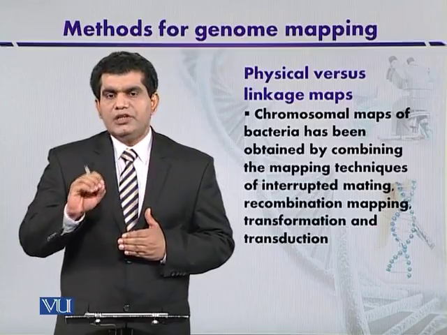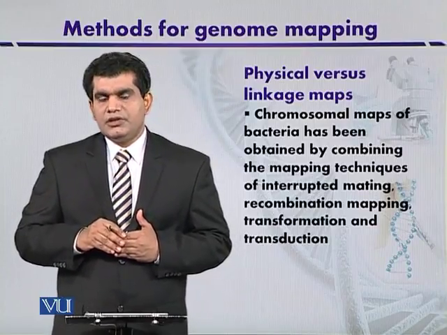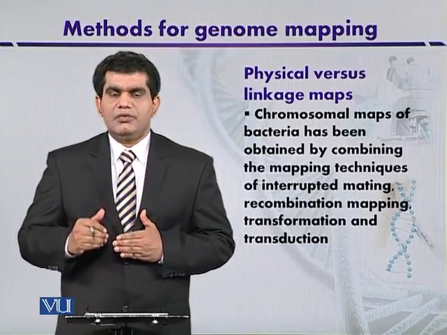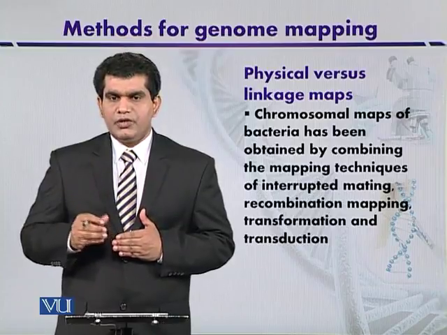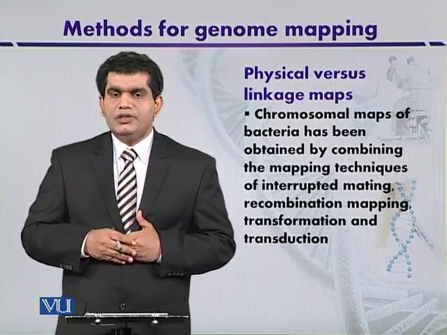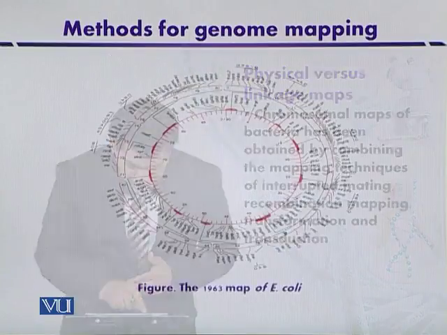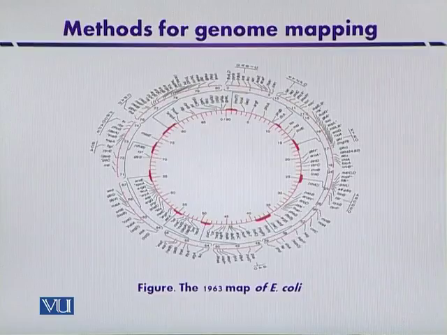that the relative position of the genes that was assigned on the DNA is the same as in case of the physical maps. For example, it can be illustrated with the help of a few diagrams. So this is the map of E. coli that was constructed in 1963, and it is showing the location of around 100 genes on the chromosome. And this map was constructed by using a technique which is called interrupted mating.